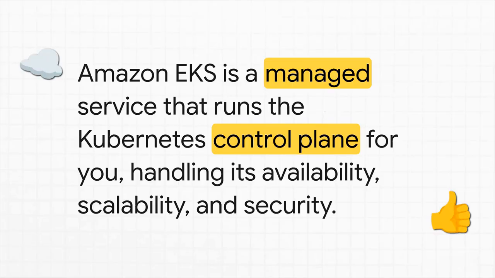And this right here, this is the core value of EKS. AWS takes on that massive, massive burden of installing, scaling, and maintaining the Kubernetes control plane. They worry about its availability, its security, all of it. And that frees you up to focus on the thing that actually matters to your business, your applications.